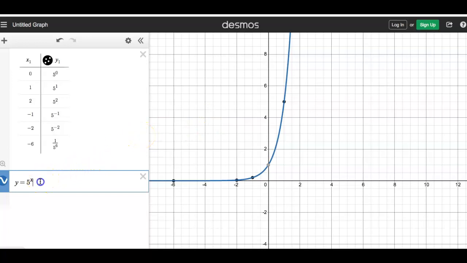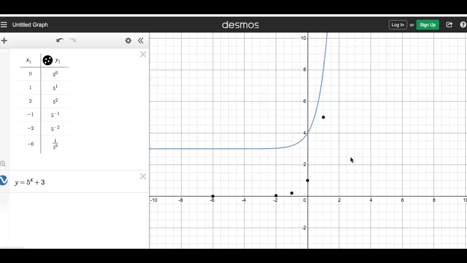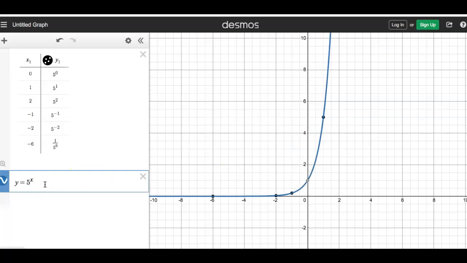Okay, so if I do 5 to the x plus 3, it's going to slide that up 3. Just like all the things that you've learned about graphs, if I add 3, it's going to move the whole thing up 3. So we would say the horizontal asymptote of this graph, 5 to the x, is 0 because it approaches 0. If you do a plus 3, the horizontal asymptote is positive 3 because it levels off at 3.